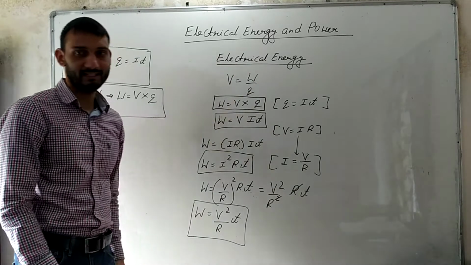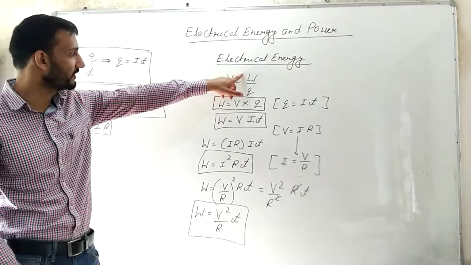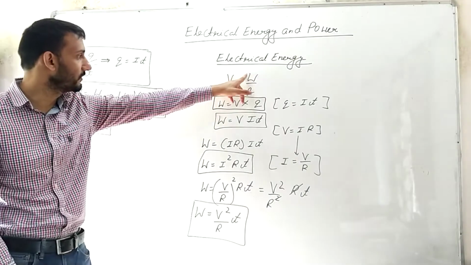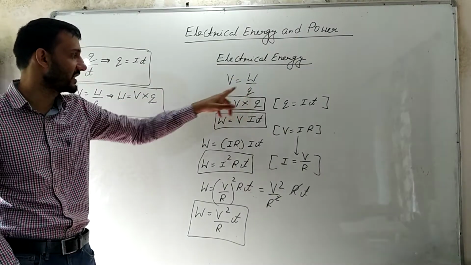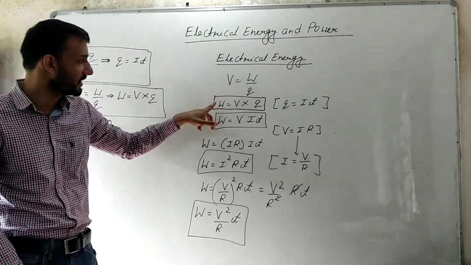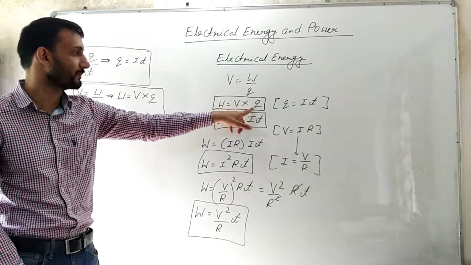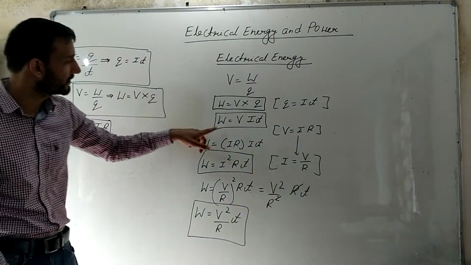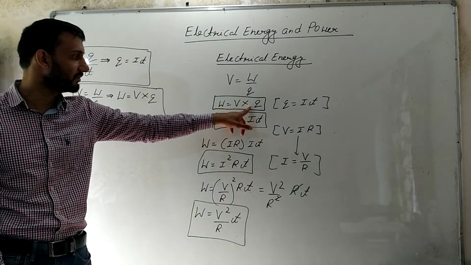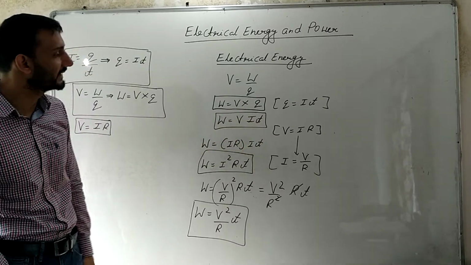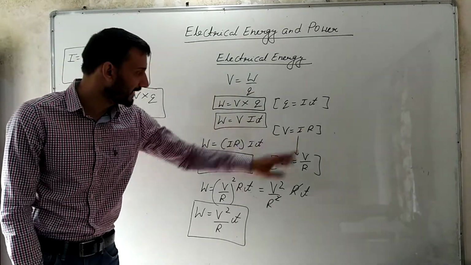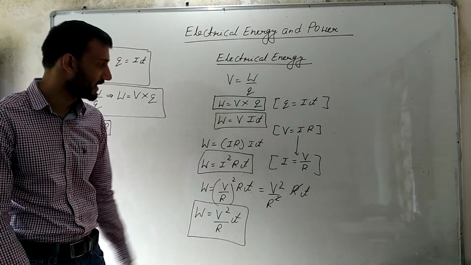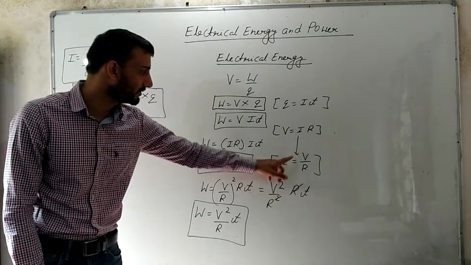So let's begin electrical energy. As I know that V is equals to W upon Q. So the very first formula for work, this W is work, this is potential, and this is charge. So the very first formula for work done is equals to V into Q. Now in place of Q I can put IT, as I told you. So work done is equals to V into IT, so it will be VIT. Then in place of V you can put IR, so it will be IR into IT, that will become I square RT.